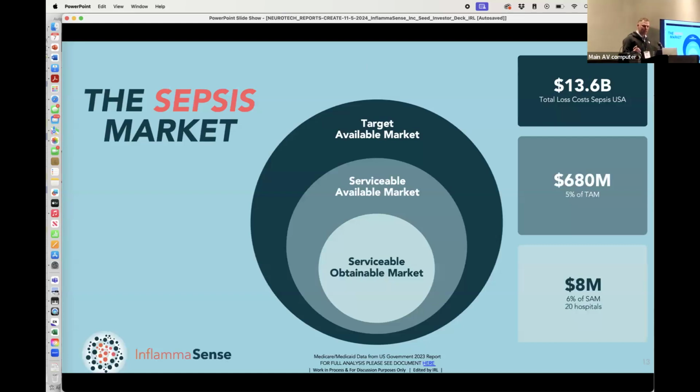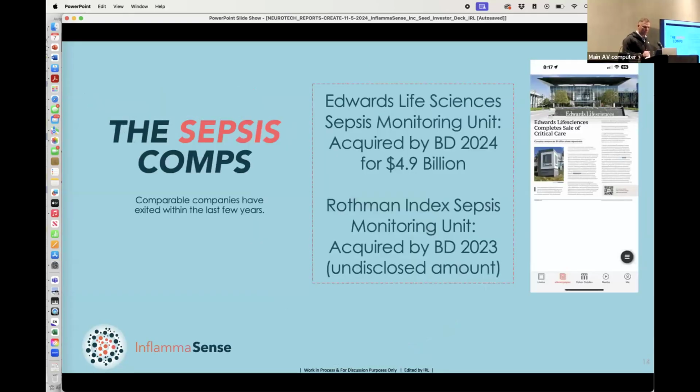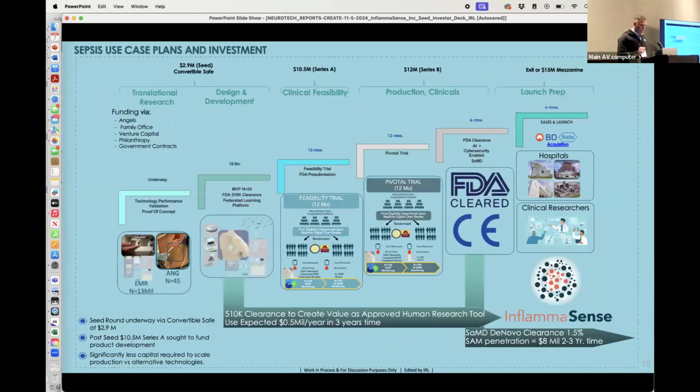The TAM is $680 million, and we expect within 2 years to get into 20 hospitals with a return of $8 million. Other companies: Edwards Lifesciences just had their sepsis monitoring unit, a bedside sepsis device, acquired by BD for $4.9 million, and Rothman Index was also acquired by BD.